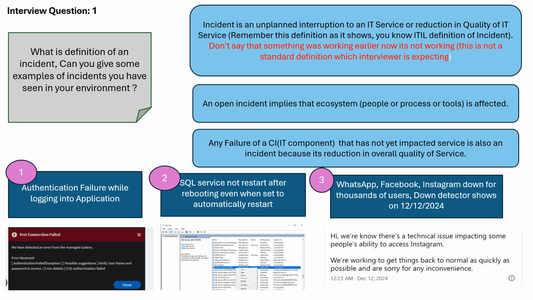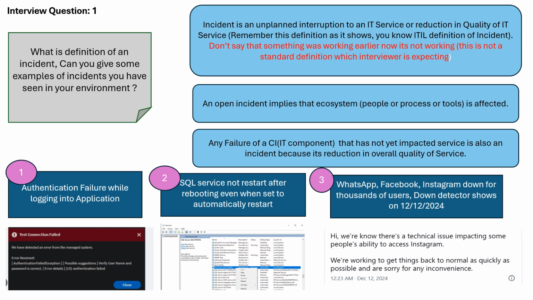From a proactive perspective, any failure of a CI which has not yet impacted the service is also an incident, because it's a reduction in the overall quality of service. So if you have a redundant device and one configuration item is working but another one is not working, it will still be considered an incident, because it's a reduction in the quality of the overall service.